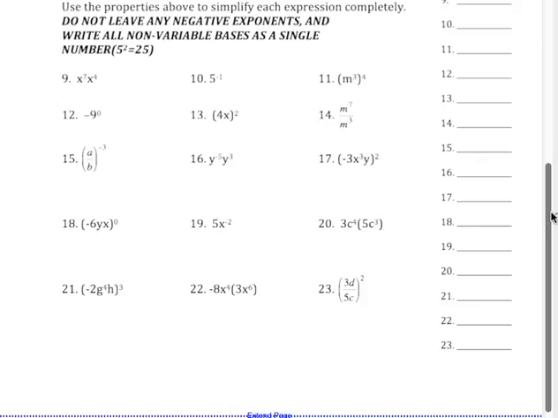So use the properties above to simplify each expression completely. Do not leave any negative exponents and write all non-variable bases as a single number. So for example, like I did in every homework and every note, I don't want to see 5 squared. You would just write that as 25, all right? So let's start running through this page.